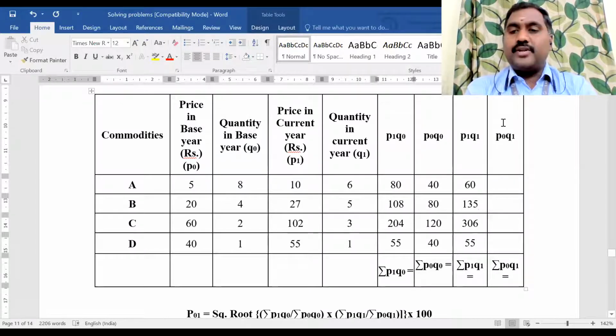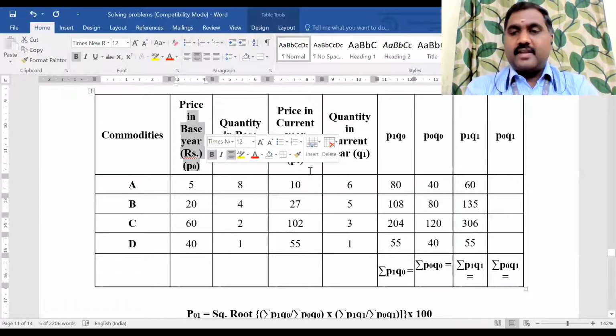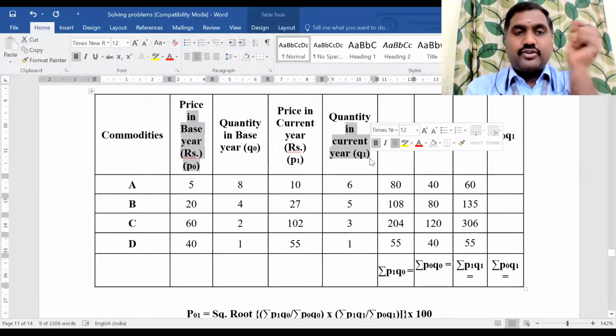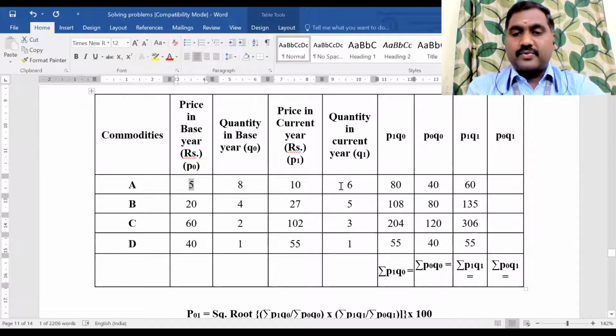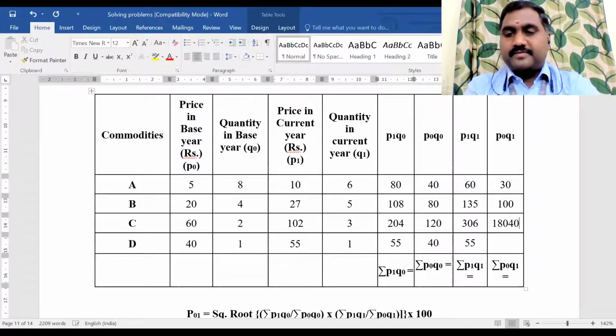Now what is the fourth combination? P0 Q1. So what is P0 Q1? See, the price for the base year multiplied with the quantity for the current year, Q1. So P0 and Q1 values we have to multiply. So 5 into 6, this value into this value. 5 into 6, how much? 30. Then next, 20 into 5 will be 100, 60 into 3 will be 180, and 40 into 1 will be 40.